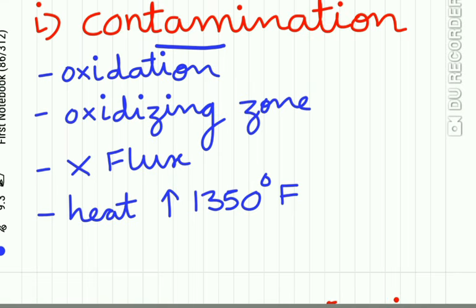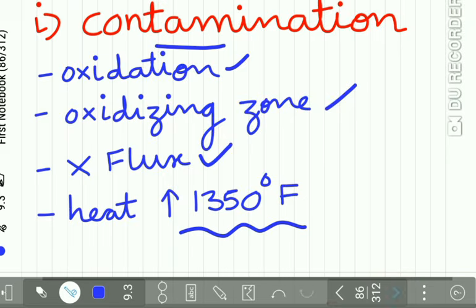Then the next type of defect is contamination. Contamination may occur due to oxidation when the metals are overheated, if there is melting of the metal using the oxidizing zone, if there is a failure to use flux, or if there is overheating above 1350 degrees Fahrenheit.